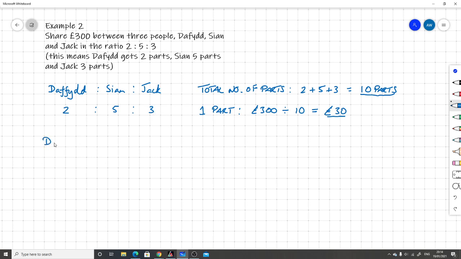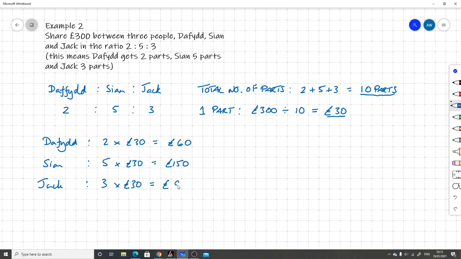So David, he's going to get 2 parts, so 2 times £30, which is of course £60, and Sean is going to get 5 parts, so that's 5 times £30, which is £150, and finally Jack, he's getting 3 parts, and if each part is £30, it's 3 times £30, which is of course £90.